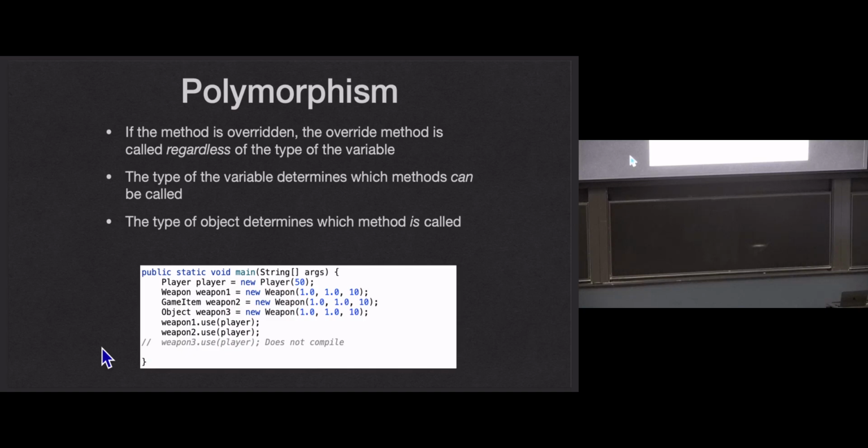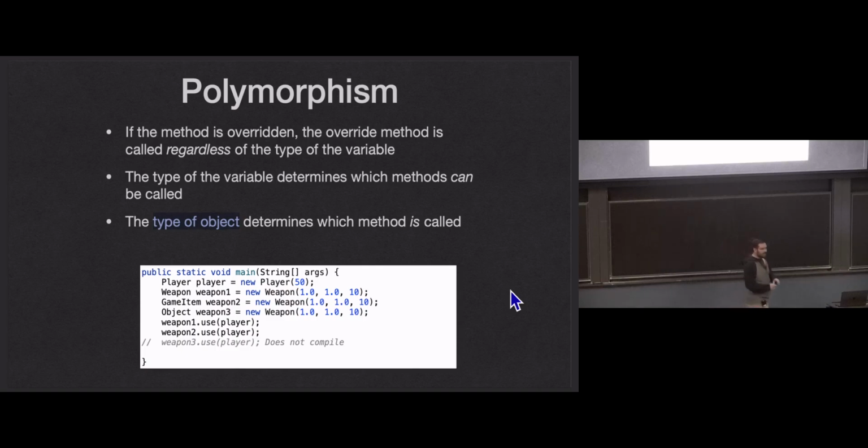So the variable determines what methods can be called. But when that method is called, the type of the object determines which method is called. And this is probably the most nuanced point. This might be one of the trickier things with polymorphism. The type of the object determines which method is called. The type of the variable determines which methods can be called.